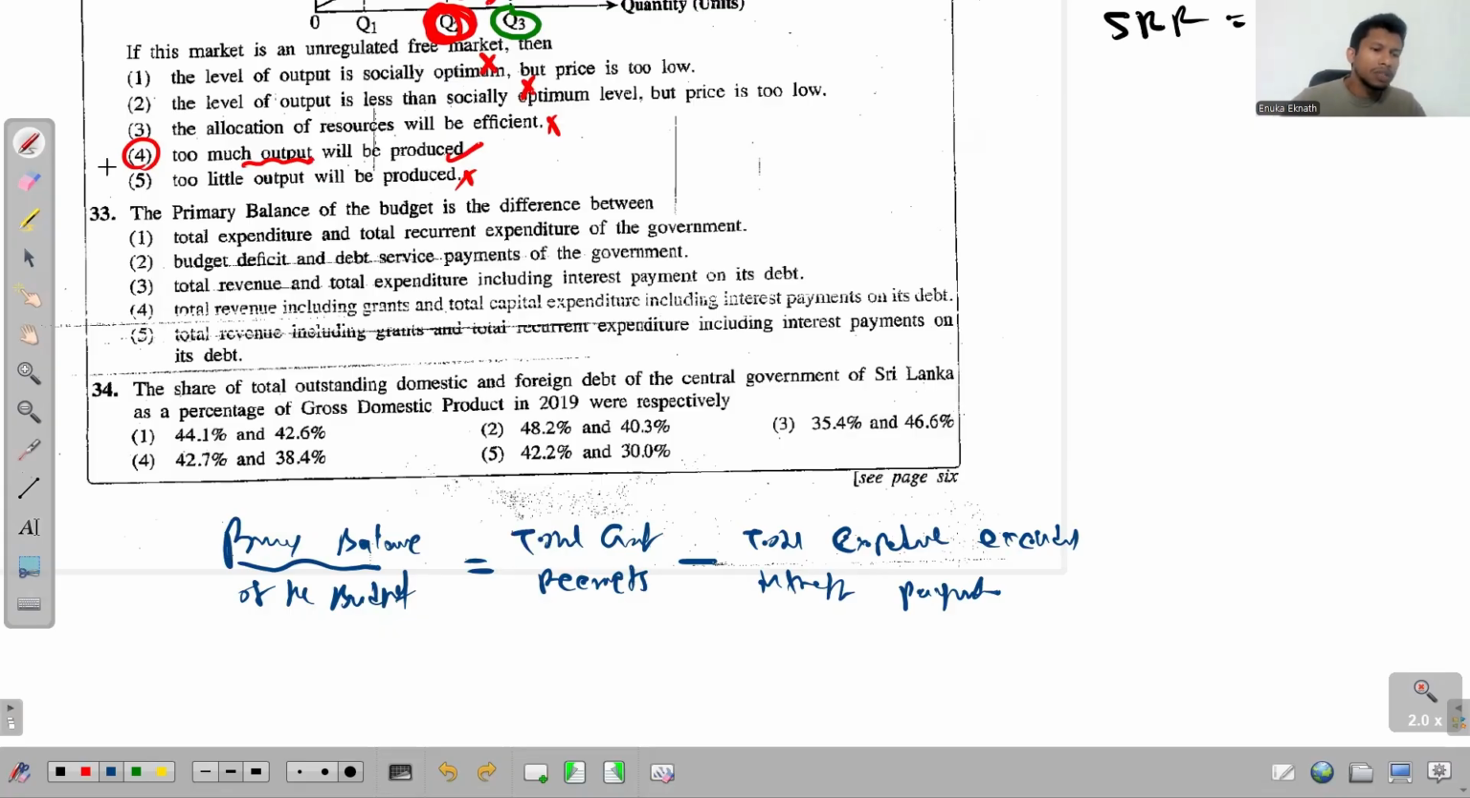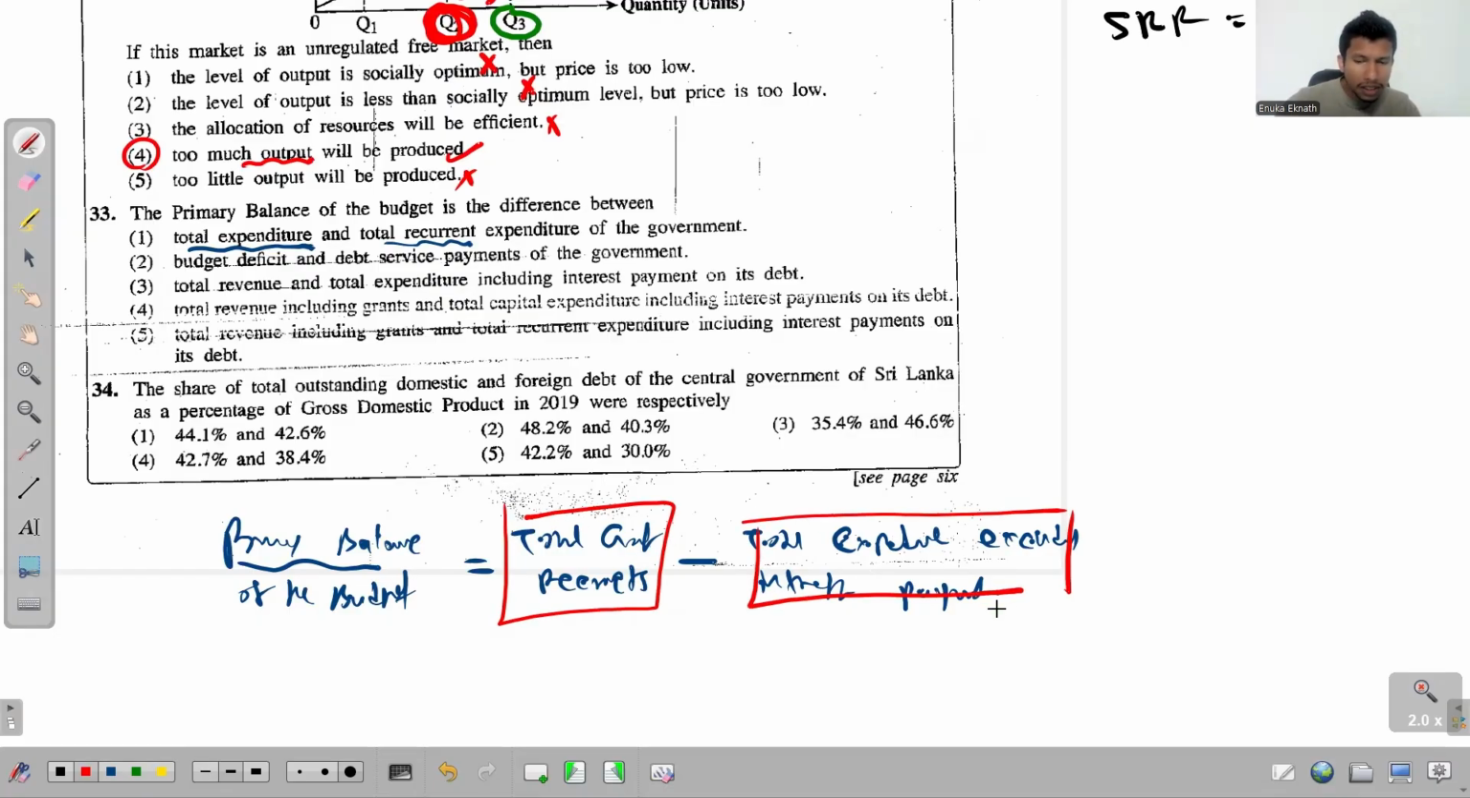Okay, now we will go through the options provided. First option says the primary balance of the budget is the difference between total expenditure and the total recurrent expenditure. Is it the difference between these two? No, it is simply the difference between total government receipts and the total government expenditure excluding interest payments. So this is not the answer there.